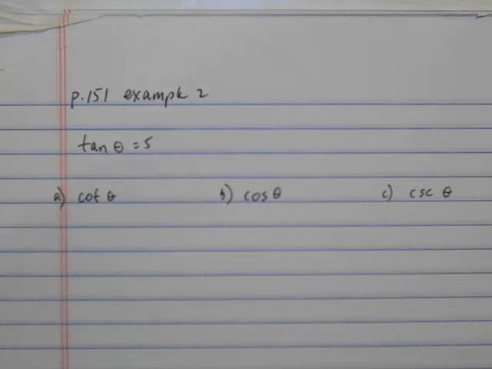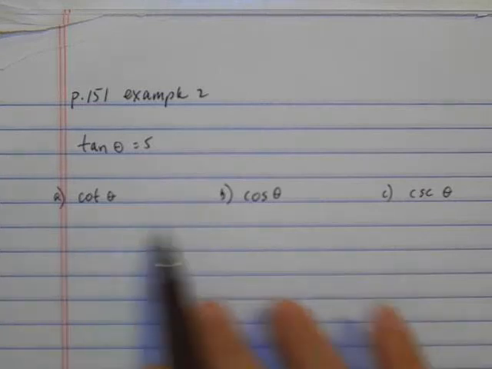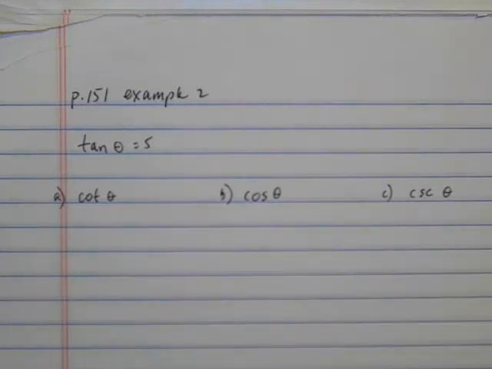Here's another example like the previous one in case you need it, but if you don't, you're welcome to move on ahead. So I'm given the tangent of an angle, and I need to find cotangent, cosine, and cosecant.